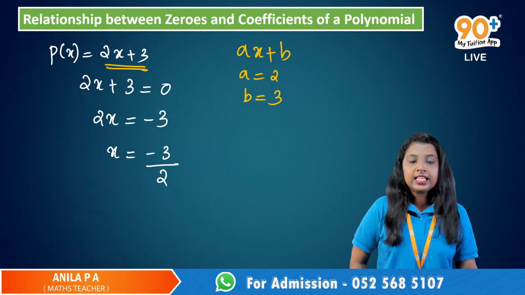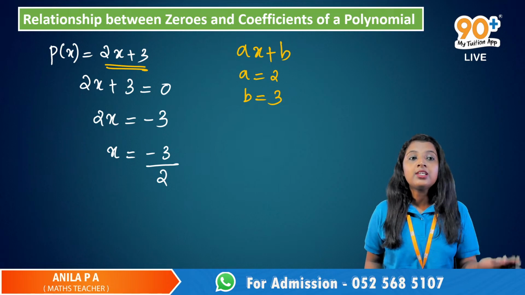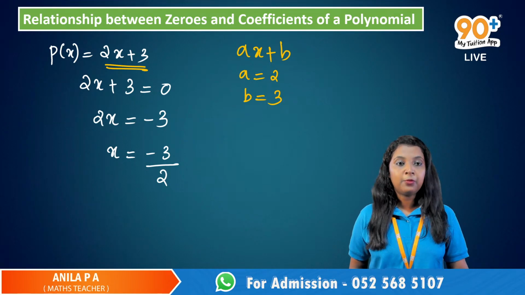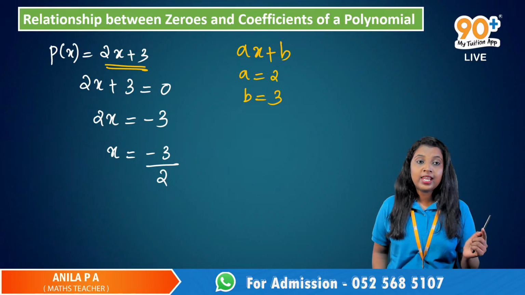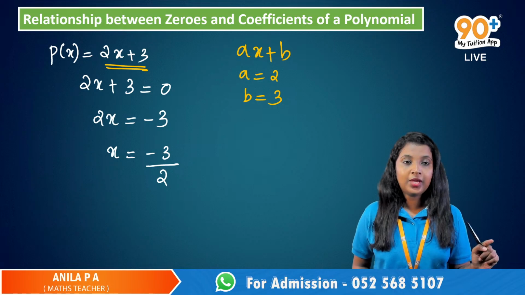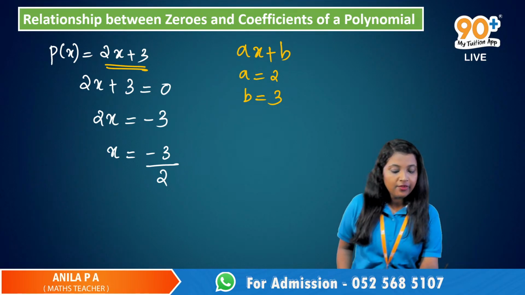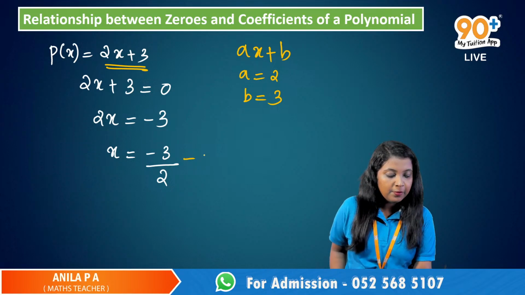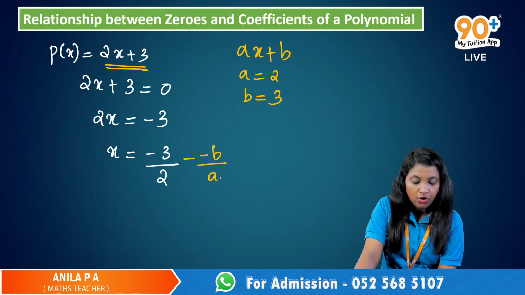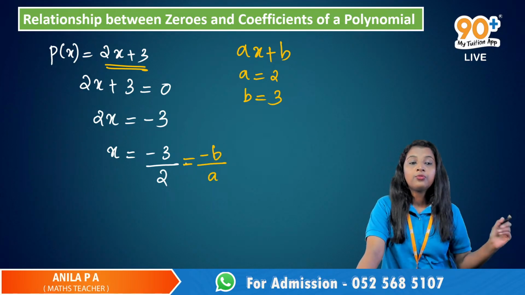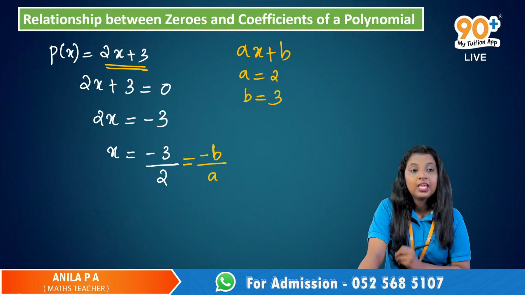X is equal to negative 3 by 2 is the zero of this polynomial. When we compare it with the general form of a linear polynomial, we can see that this 3 is actually negative b, and this 2 is in place of a. So we can write it as negative b by a. So the zero of a linear polynomial is equal to negative b by a.